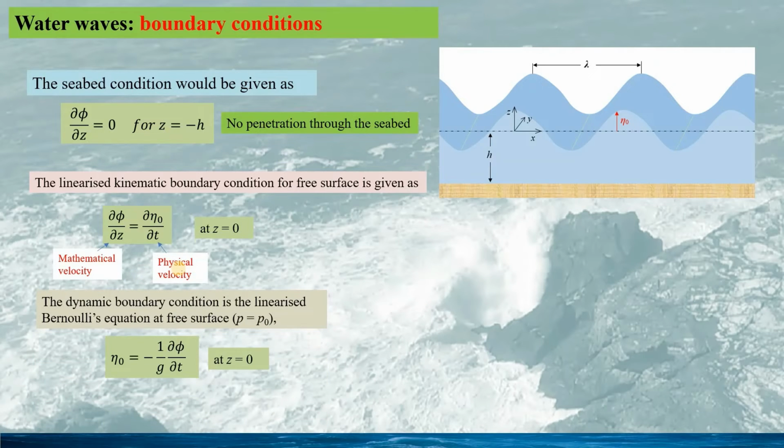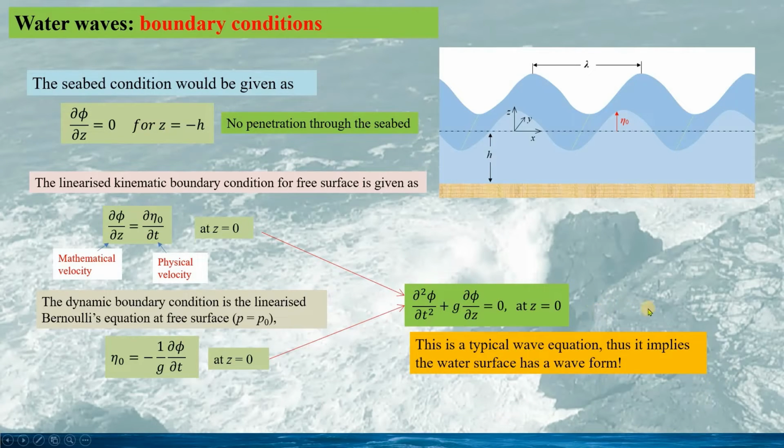The dynamic boundary condition can be easily obtained by linearizing the unsteady Bernoulli's equation at the free surface, P equaling P0, given in this. So if we put these two free surface boundary conditions together, we can obtain the equation as this, at z equaling to 0. This is a typical wave equation, and it implies the water surface has a form of a wave.